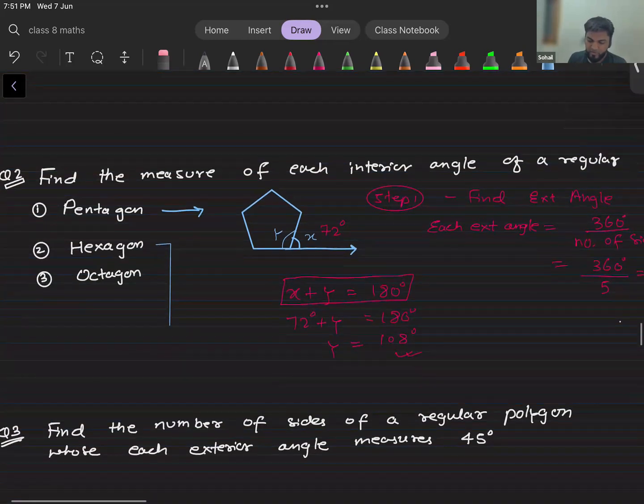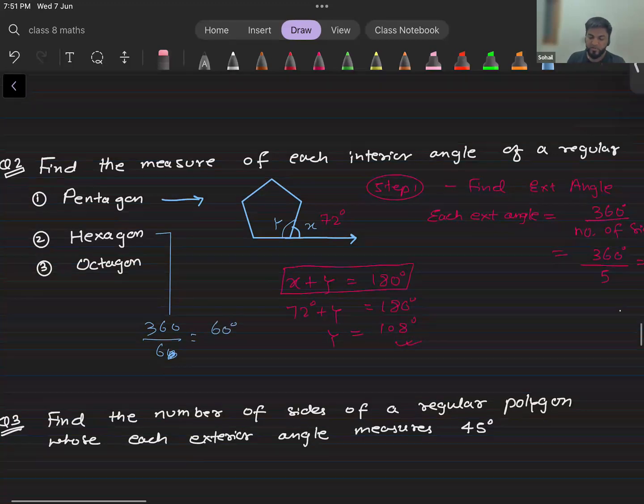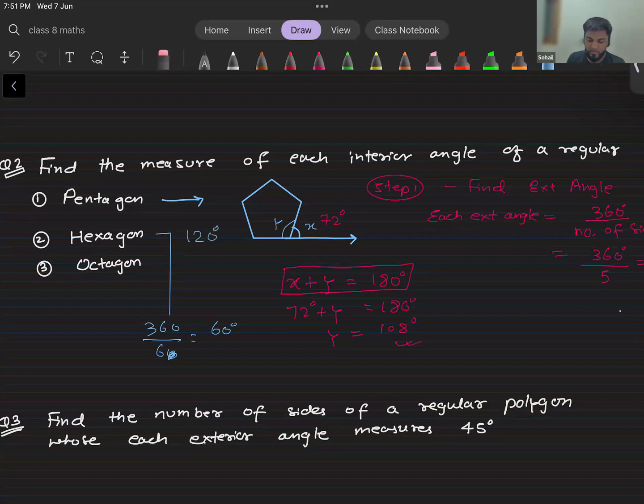As we already know, to find out each exterior angle, we simply divide 360 by the number of sides. So that is going to be 360 upon 6, which gives me 60 degree. Since the exterior angle is 60 degree for a hexagon, the interior angle is going to be 120. Right, guys? 120 degree. This one is 108 degree. The octagon is okay. Okay, Arhan. Yeah, that one is correct, Arhan. Very good.